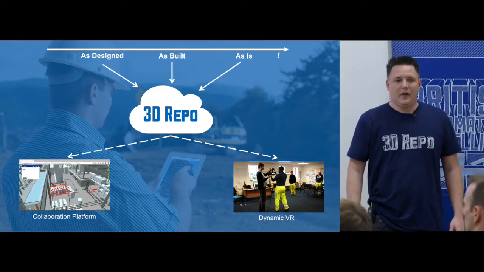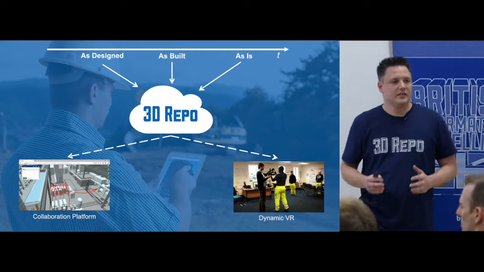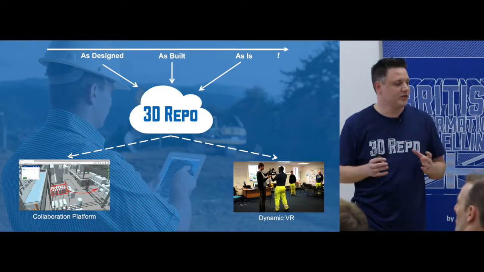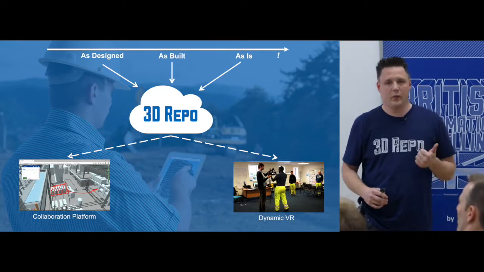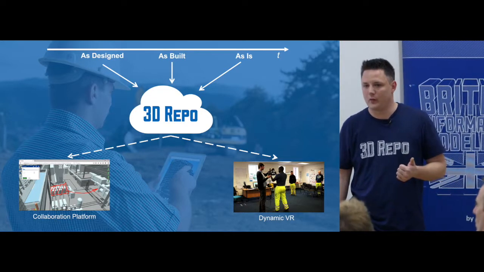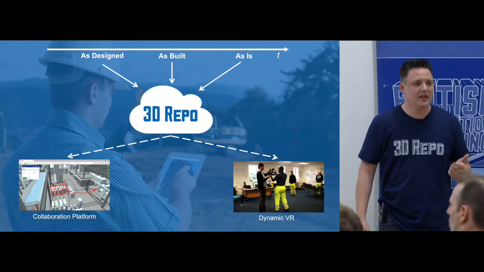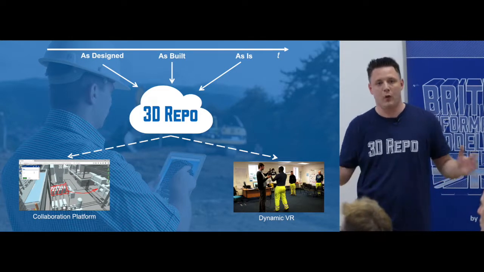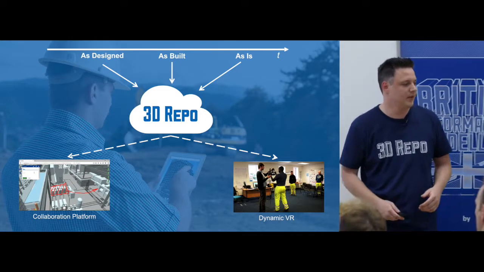So 3D Repo, at the heart of it, is essentially a database. It sits in the cloud. We break down your models into very small parts. The advantages of that are twofold. One, that we can then visualize very large models in the web browser, which I'll show you a bit of. And secondly, that we can do some really cool stuff with analytics, not just across your one project, but across multiple projects. It's all sitting in a database.